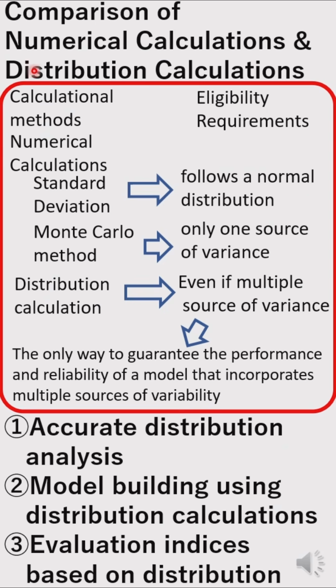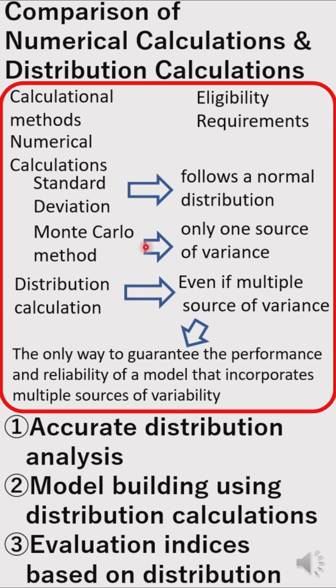Here is a simple comparison between conventional numerical analysis and distribution-based analysis for handling variation. Standard deviation, which is widely used in conventional calculations, assumes that all variation follows a normal distribution. As I mentioned earlier, real manufacturing data often does not follow this pattern, so important trends in the actual data are lost, creating errors in the analysis.